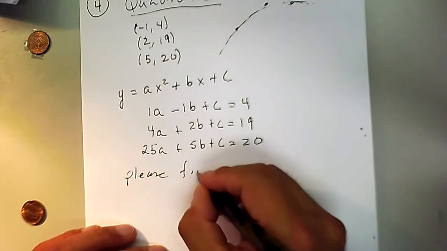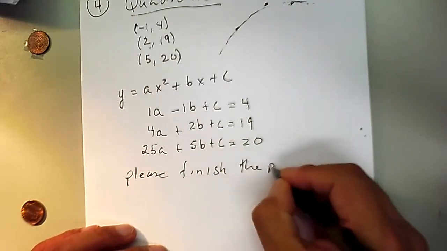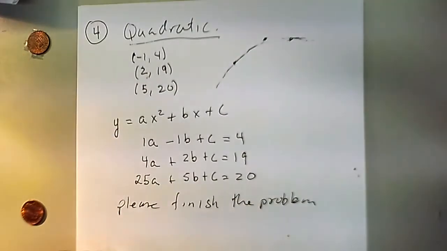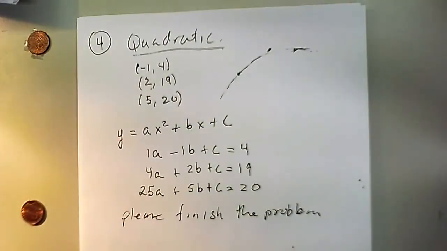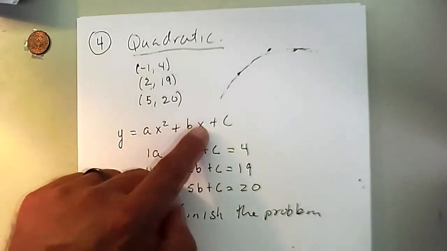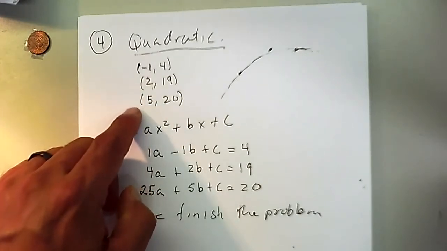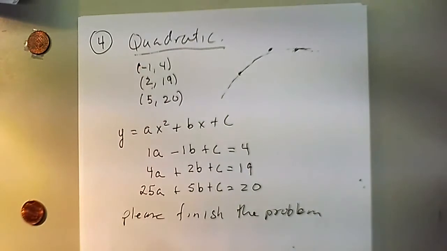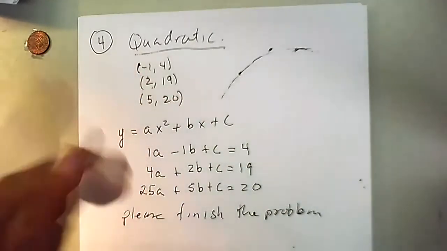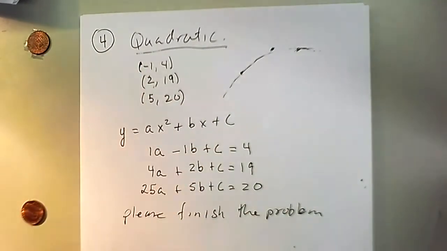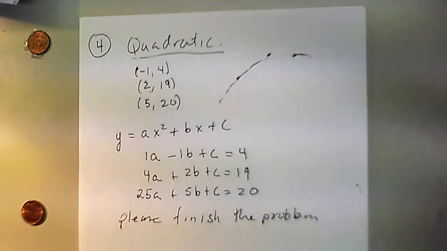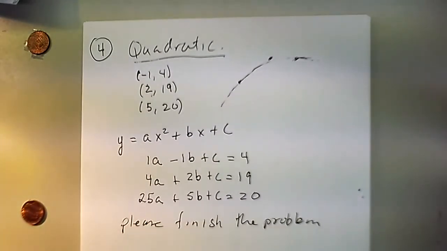Okay, so please finish the problem. By the way, you can verify without even checking with a graphing calculator or a computer, because if you find A, B, and C correctly, and you plug in -1, 2, and 5, you're going to end up with 4, 19, and 20, respectively. Because there's going to be no compromise. You're going to get 4, 19, and 20 if you find the correct A, B, and C. So we don't even need regression for this problem. You can actually verify.